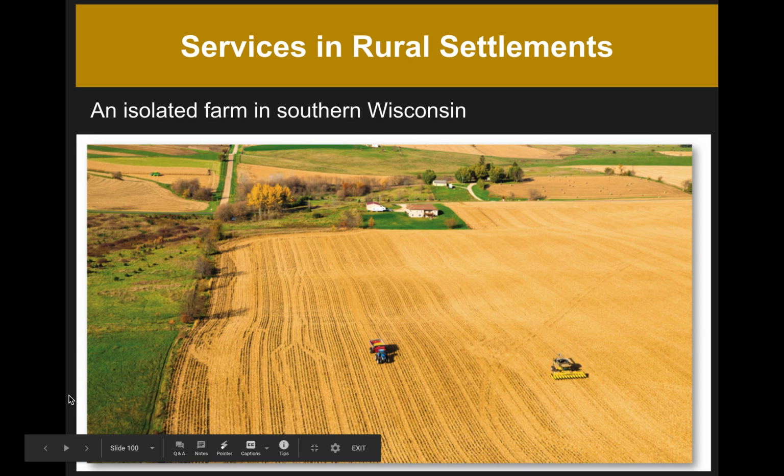Here's an isolated farm in Wisconsin. You can see that most farms in the Midwest are going to be isolated farms, not clustered rural settlements of agricultural production.